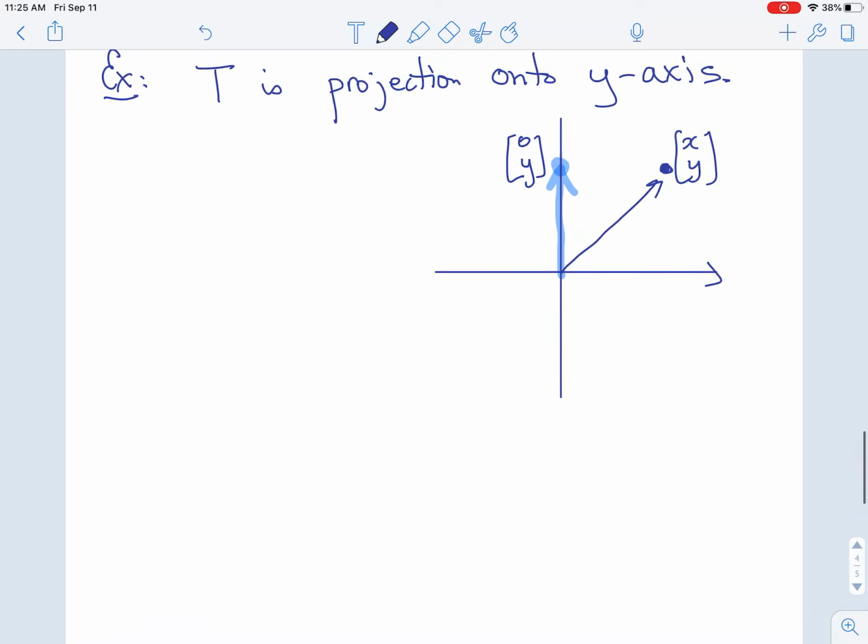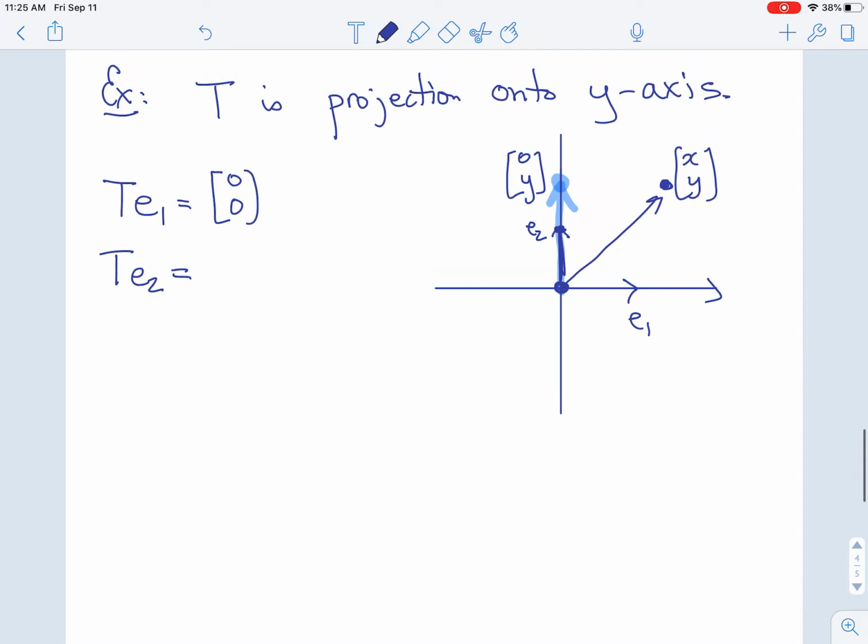Okay? And so let's do our handy dandy trick. We have to figure out what T does to E1 and what T does to E2. And so let's just do it really quickly. So where does E1 go? Well, if I map that over, it's just going to get thrown into 0. And where does E2 go? Well, E2 is in here. Where does E2 go? Well, it stays put. It's already on the y-axis. So it's just going to go to itself, which is 0, 1. And so our matrix for this transformation is going to be 0, 0, 0, 1.